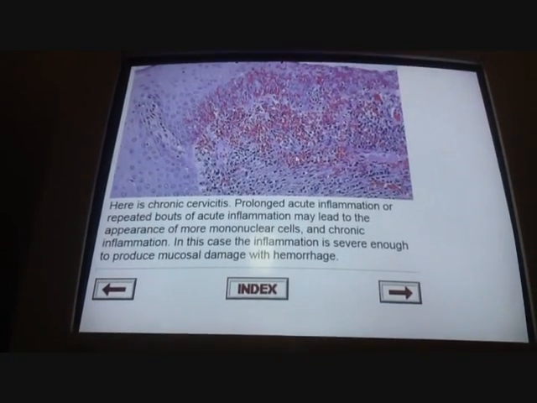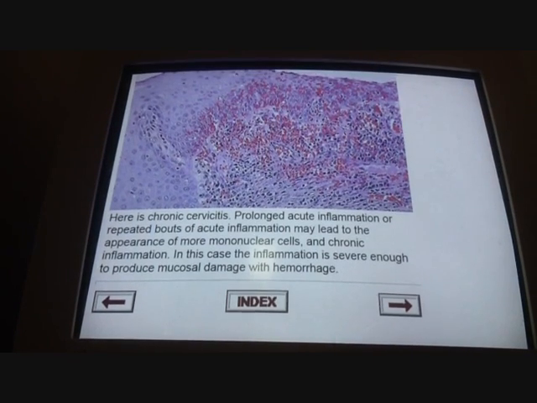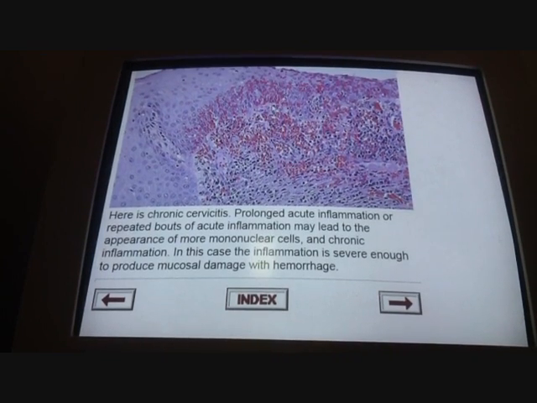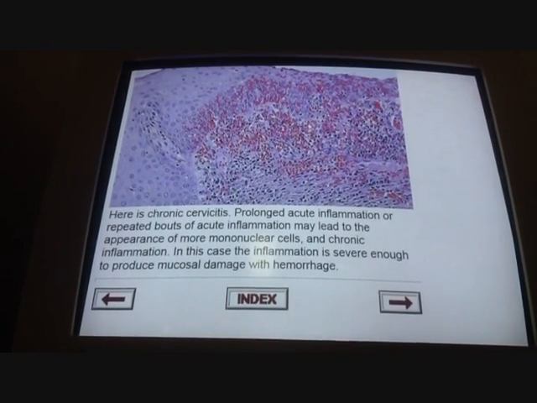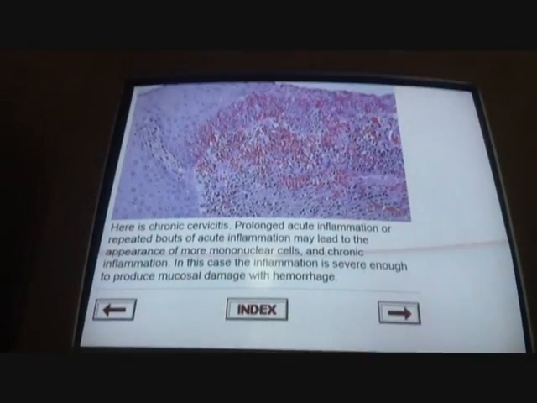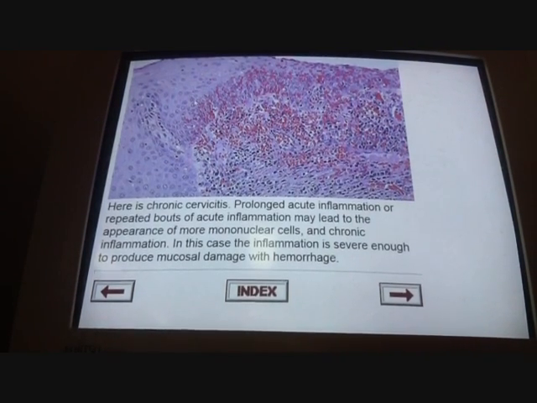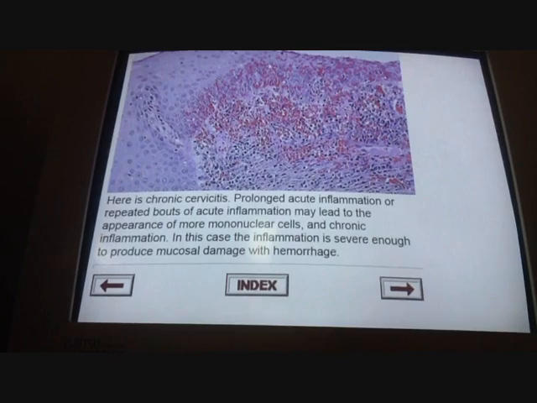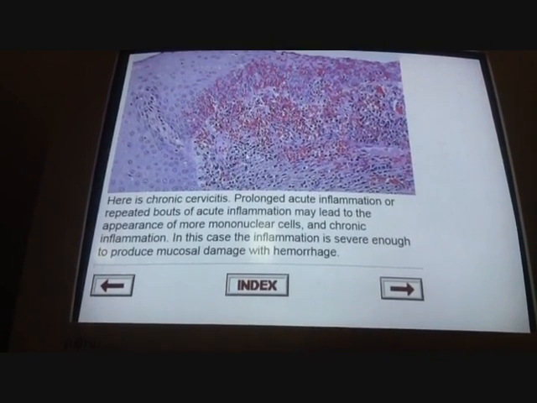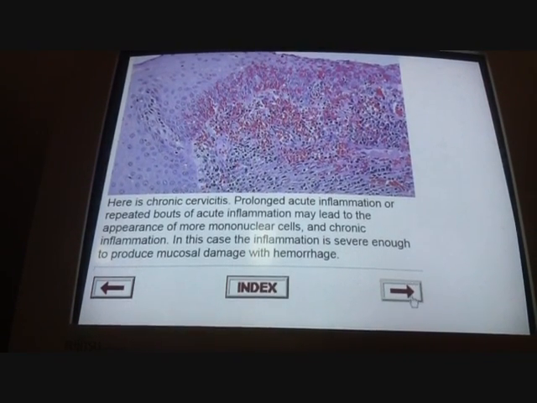This second section was taken from a patient with chronic cervicitis, long-standing inflammation of the cervix. And when this inflammation lasts for a long period of time, and if severe enough, it could cause intra-tissue hemorrhage. So this is hemorrhage within the tissue. These red blood cells are infiltrating the epithelium of the cervix as a result of severe chronic inflammation. And here you can see the small dark cells we talked about, which are the lymphocytes and plasma cells, components of the chronic inflammation.